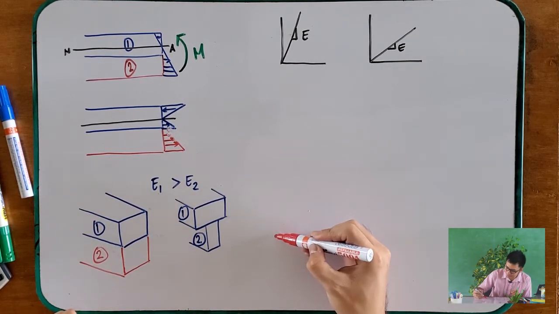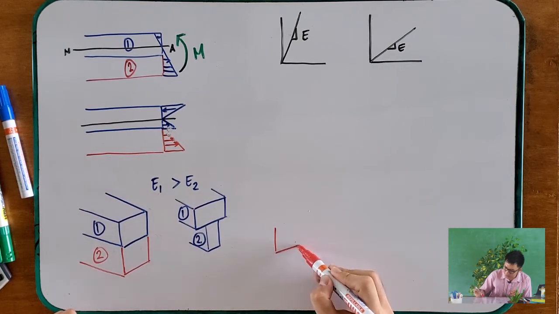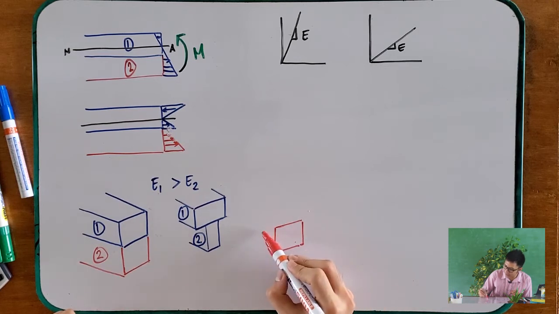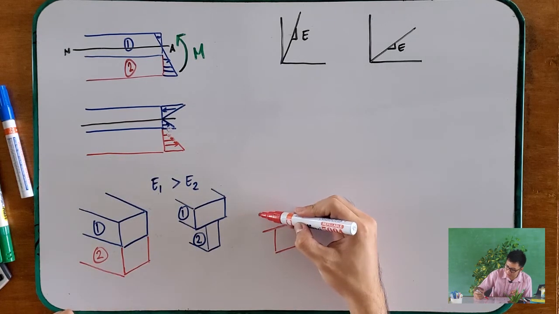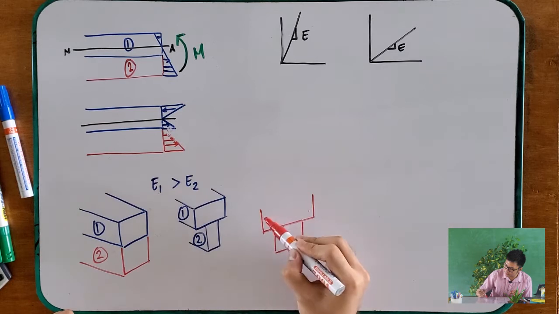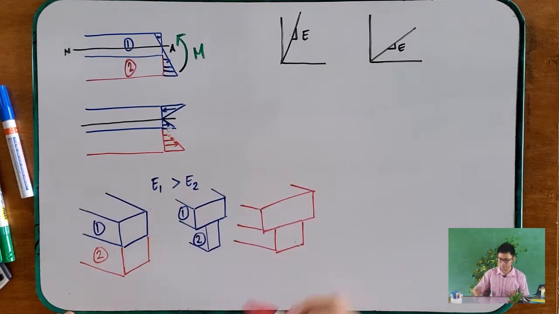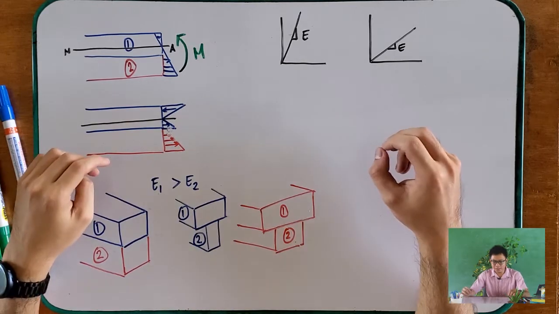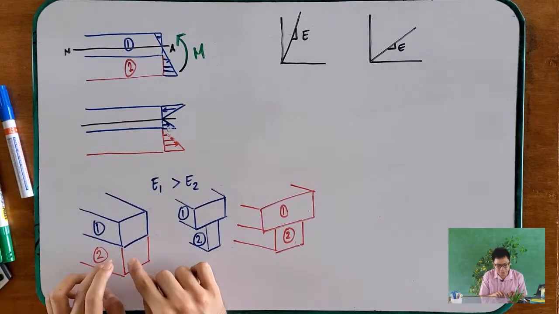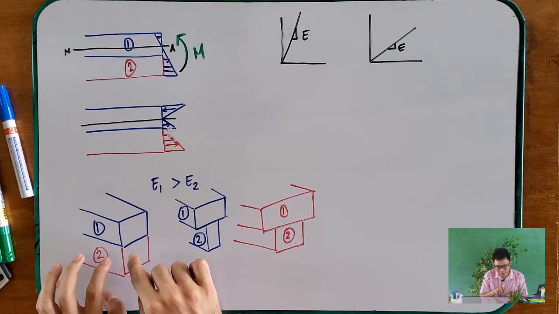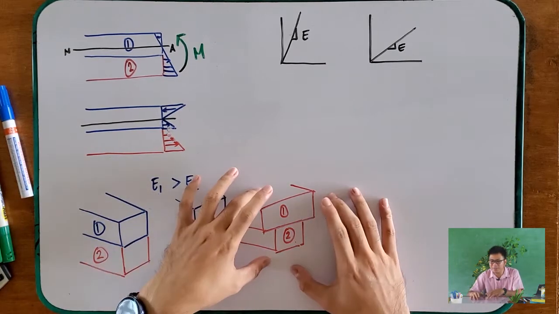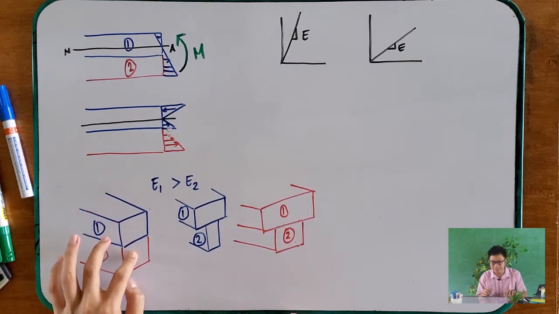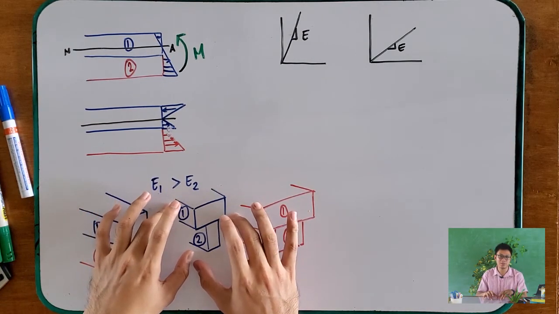Then the same dimensions for your 2, but your 1 becomes bigger. Okay, so this is your 1 and this is your 2. Okay? So, if you transform this one into this one, then this will be homogeneous. Or if you transform the other one into this one, this will be homogeneous.